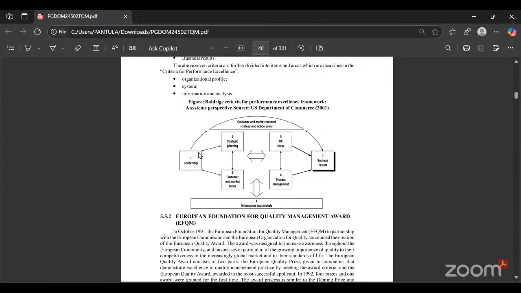And you can see here, the first one is leadership, and the second one they are focusing on strategic planning, third one customer and market focus, fourth one information analysis, fifth one HR focus, sixth one process management, seventh one is business result. So all combined together, customer and market focus, strategy, action plans. So these are the Baldrige criteria for performance excellence framework analysis, prospective sources.